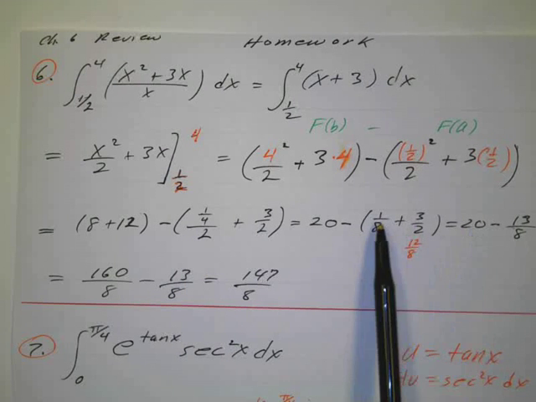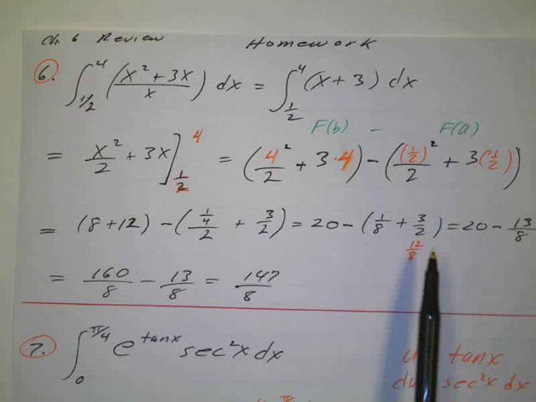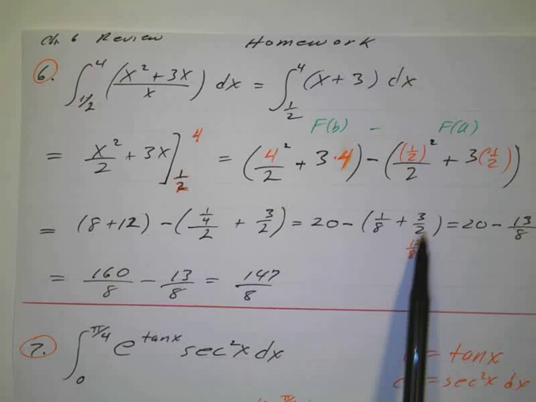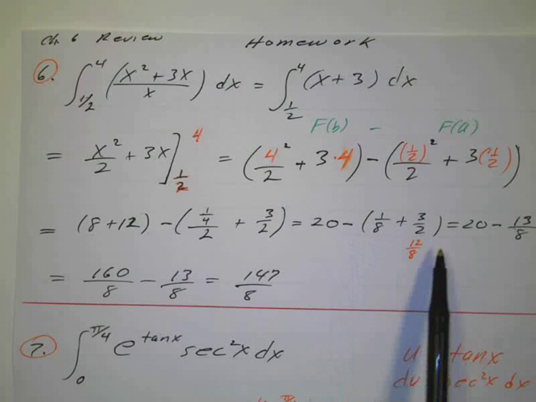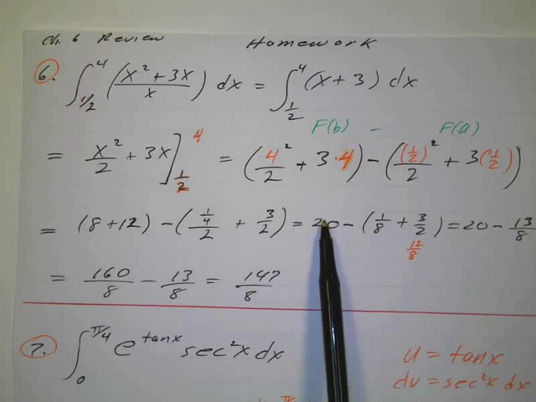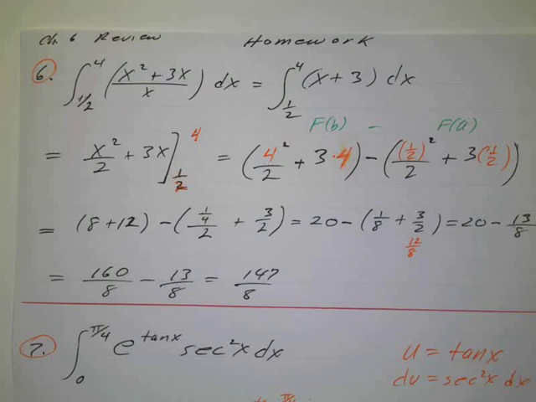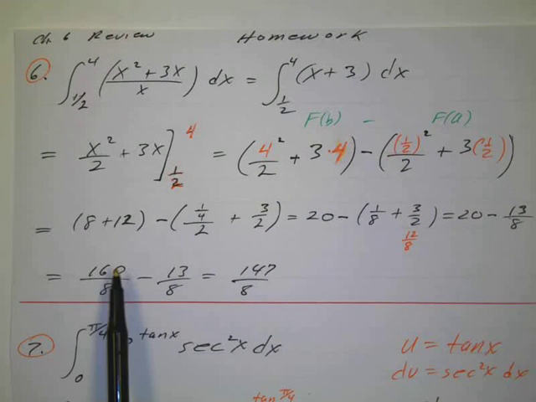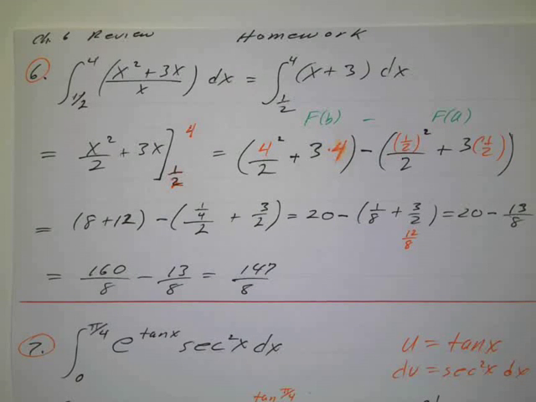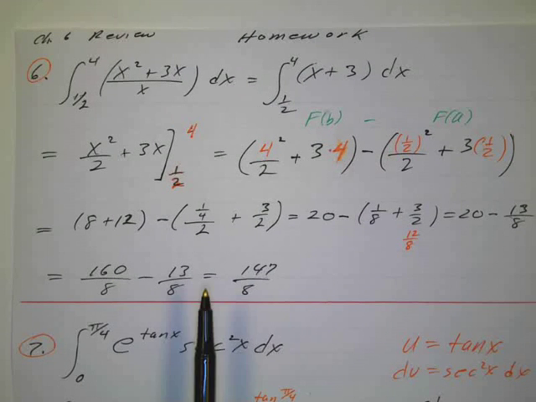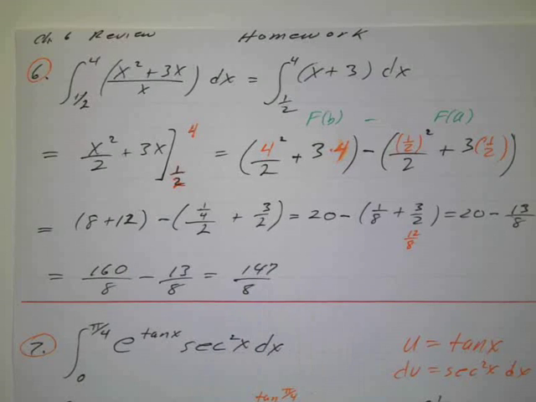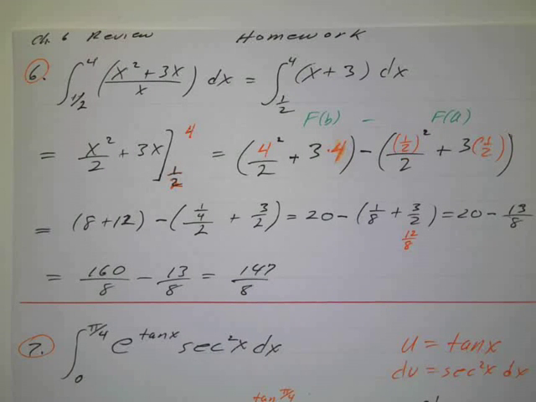This is 20 minus. Now this is 1/8. If I make these eighths, that's like 12/8. Multiply top and bottom by 4. So 1/8 plus 12/8 is 13/8. So I got 20 minus 13/8. Put it all in eighths. And 20 is the same thing as 160 over 8. Just multiply the top and the bottom by 8. Minus 13 over 8 is 147 over 8. I think that's what they had in the book.